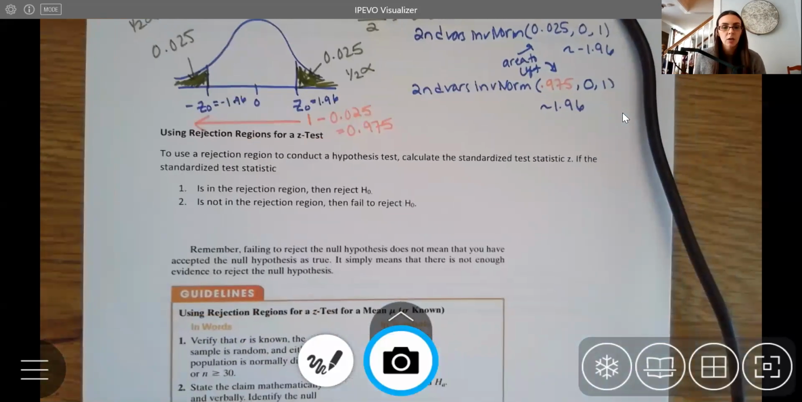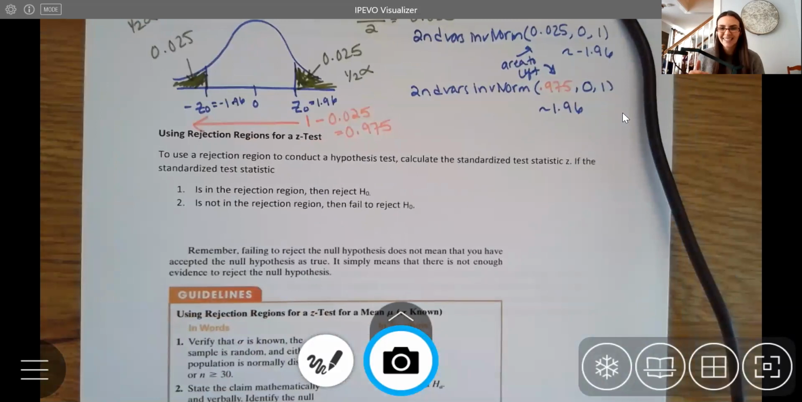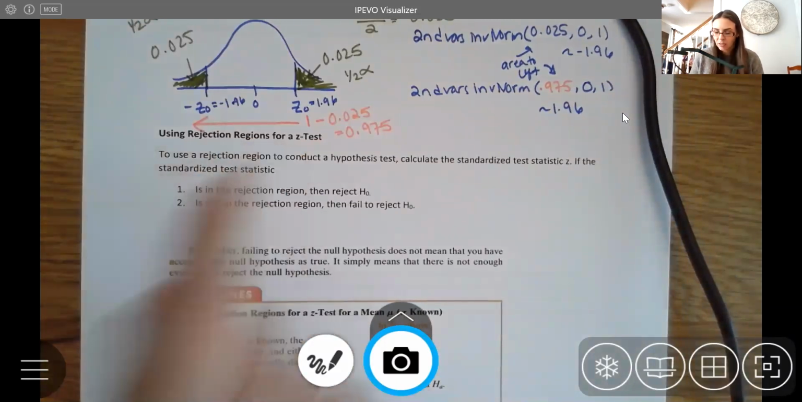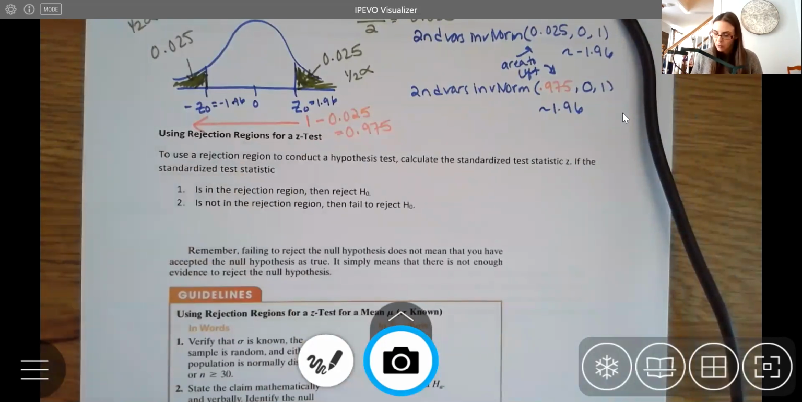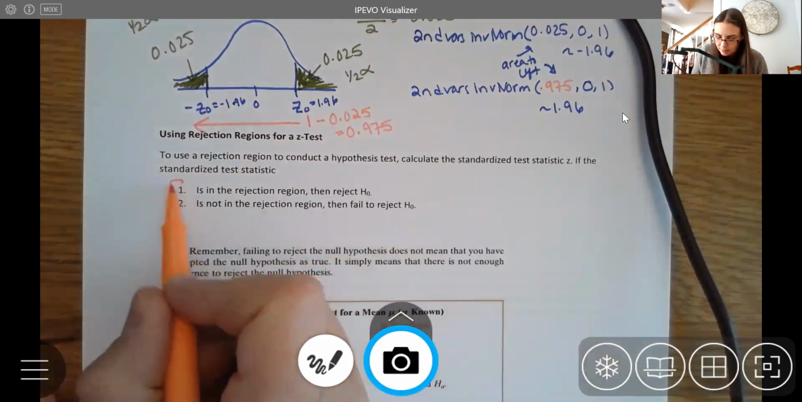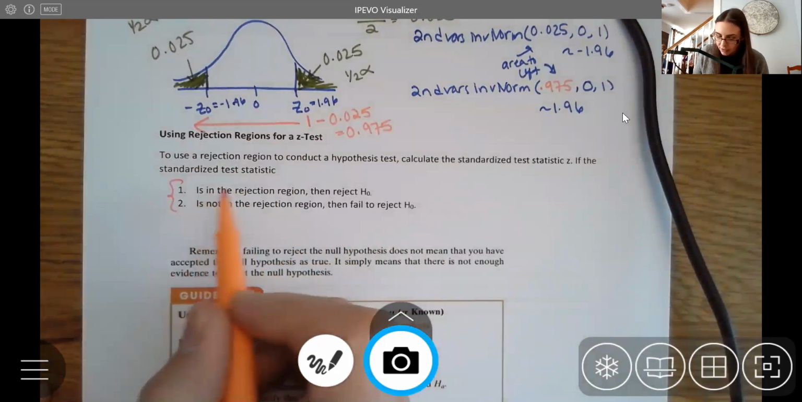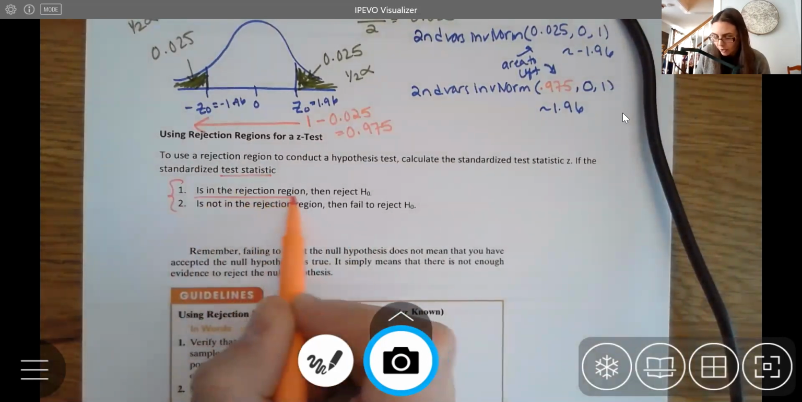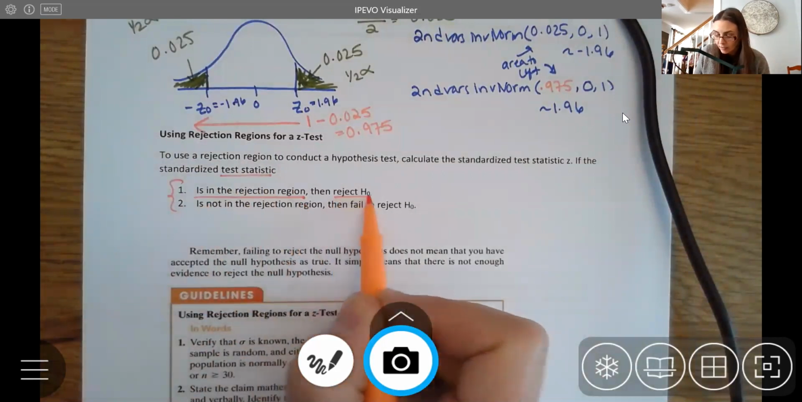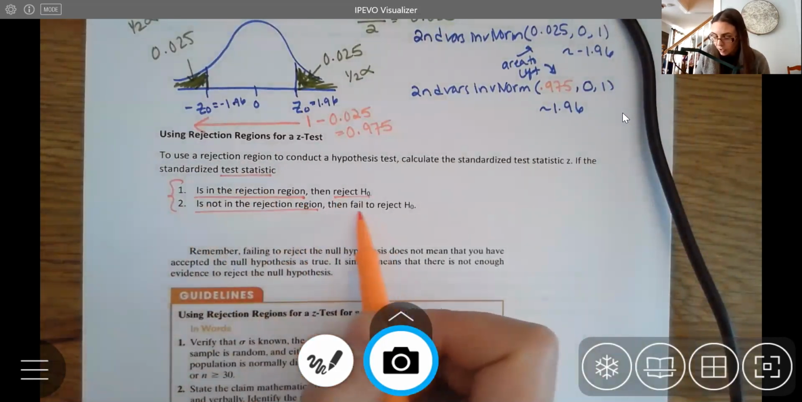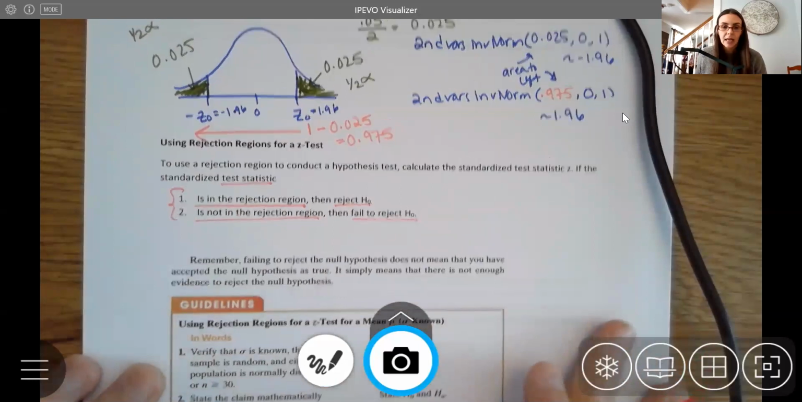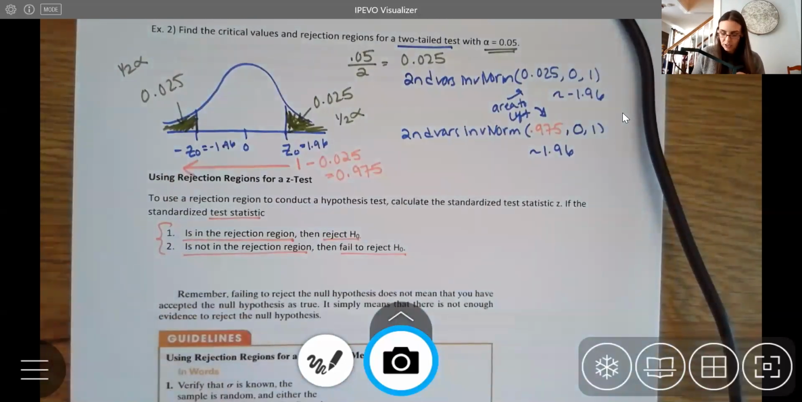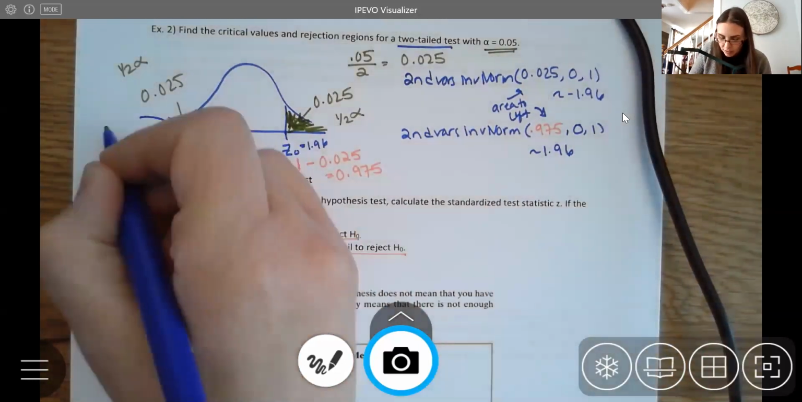Now I want to actually go through a full hypothesis test using critical values and critical regions. So, using rejection regions for a z-test. What you're going to end up doing at the end, how you decide if you reject the null or not reject the null, is using these two pieces here. If your test statistic falls in the rejection region, then you reject the null. And if it's not in the rejection region, then you fail to reject the null hypothesis. And again, I didn't label it in this one, but your rejection regions are the shaded region.